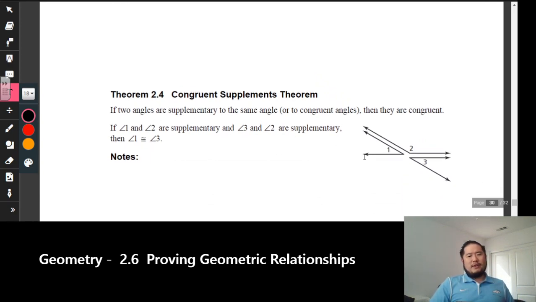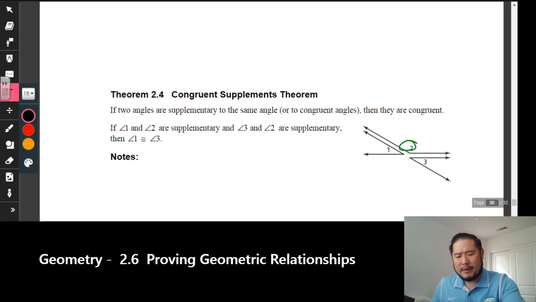In theorem 2.4, we have the congruent supplements theorem. Remember, supplementary angles are two angles that add up to 180 degrees. So it says here, if two angles are supplementary to the same angle, or to congruent angles, they are congruent. So if angles 1 and 2 are supplementary, and angles 3 and 2 are supplementary, that means that they are both supplementary to the same angle, angle 2, right there in the diagram. Then angles 1 and 3 are congruent.